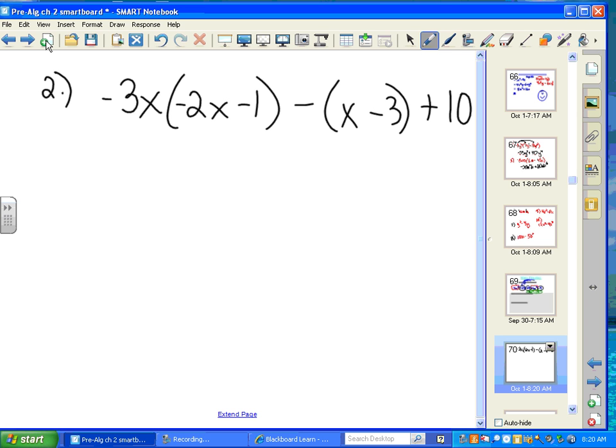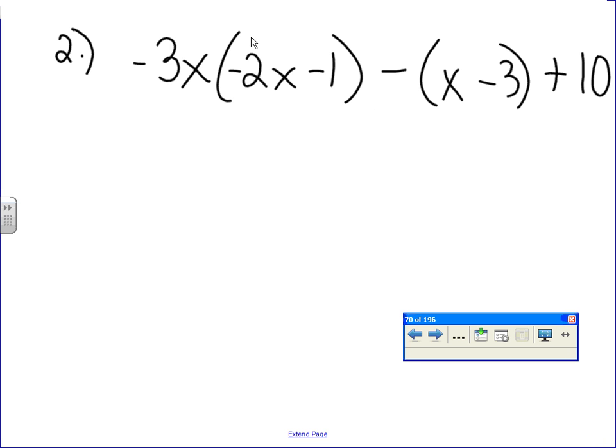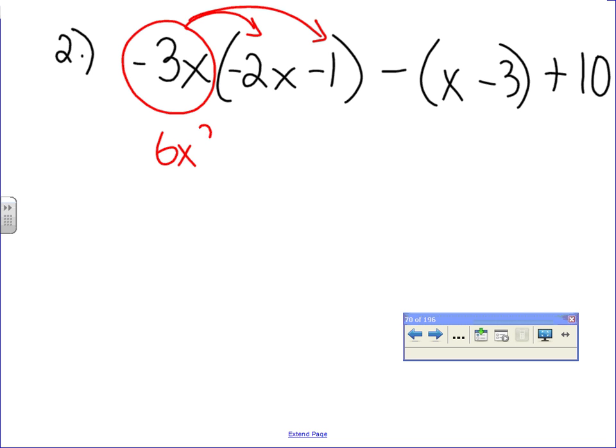All right, last problem for today's class before I explain homework. Stay with me. It's not bad. What is the first step? Briar, first step. Yep. So we're going to take negative 3x and distribute it through. Justin, what is negative 3x times negative 2x? Good job. 6x squared. Doug, what is negative 3x times negative 1? Positive 3x, so plus 3x.